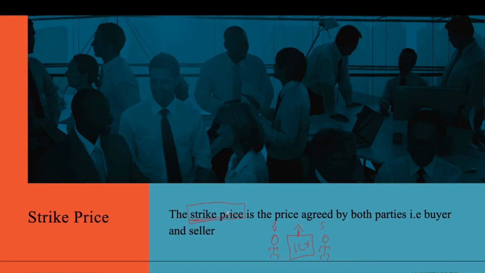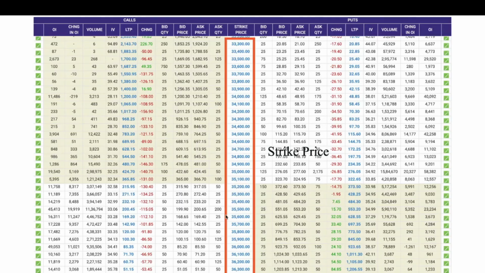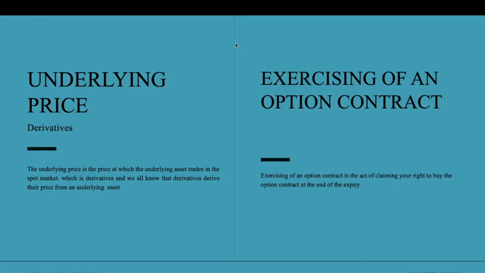Now on a very simple thing, we'll see it on an option chain. Now see, this is Bank Nifty's option chain. So these are the strike prices. I'm sorry guys.